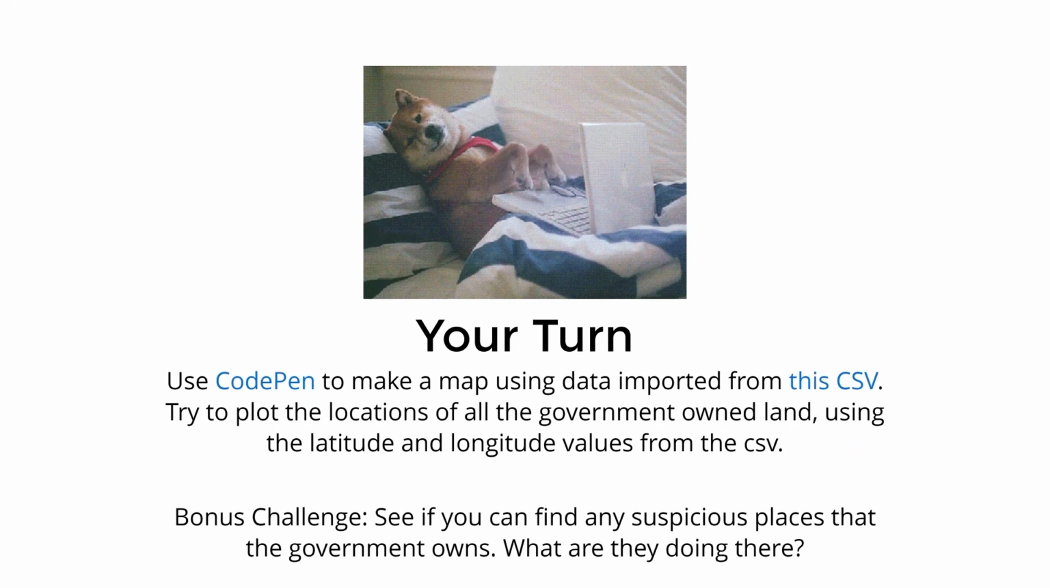So enough speaking from me for now. It's your turn to go and make a map visualization of your own. I've provided a CSV here that's linked to a GitHub file. And I want you to try to plot all of the locations from that CSV, which represent the government-owned land in Australia, using the latitude and longitude values. I'll let you work out what type of map you need in order to make this plot.